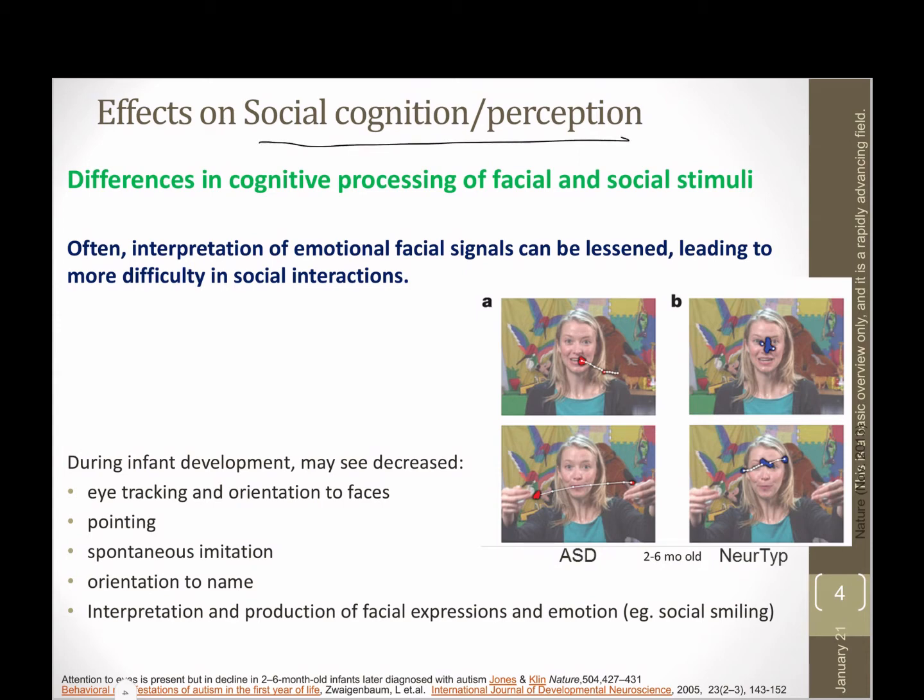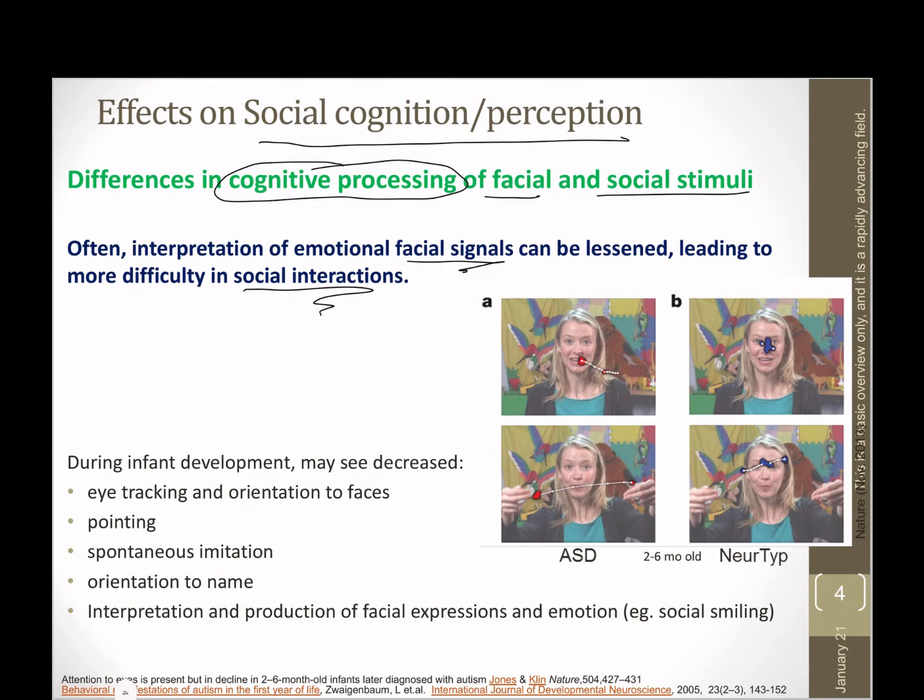And we talked a lot about how facial and social stimuli can be difficult for some people with ASD. And a lot of that has to do with the actual difference in cognitive processing of these. So regardless of how empathetic a person with ASD might be, they might have trouble interpreting facial signals that express emotion, as well as body language, which, as we know, has so much to do with social interaction.